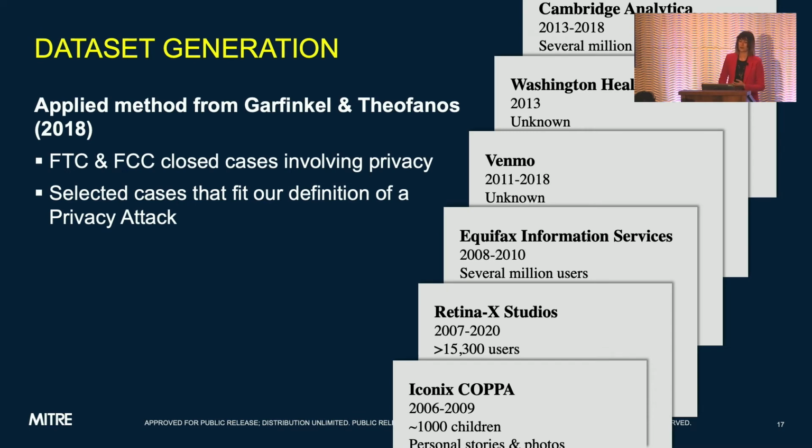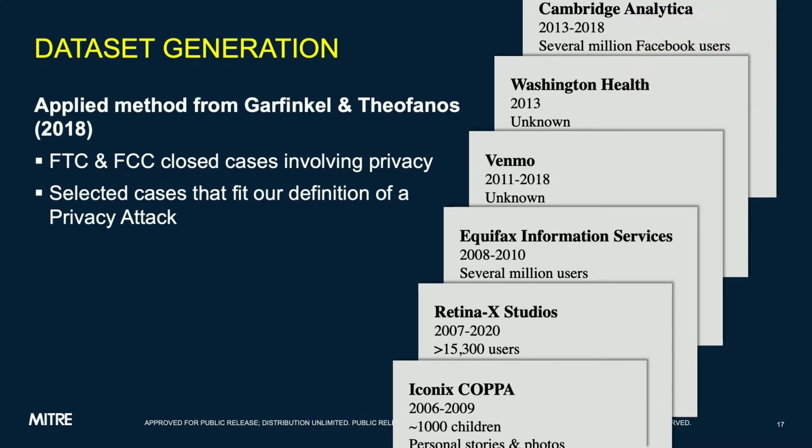So what we did was we started with a data set of known privacy attacks that occurred in the wild. We followed a methodology from Garfinkel and Theofanos' paper, 44 Non-Breach Privacy Events, which down-selected from closed FTC and FCC cases to those that fulfilled their definition of a non-breach privacy event, which is what our definition of a privacy attack is actually based on. I want to note that neither definition requires malicious intent or any action whatsoever. Benign intent and inaction can be a privacy attack if it causes a privacy harm.